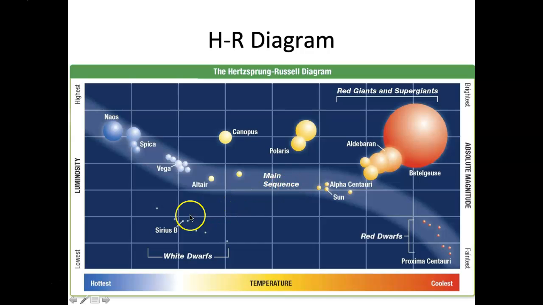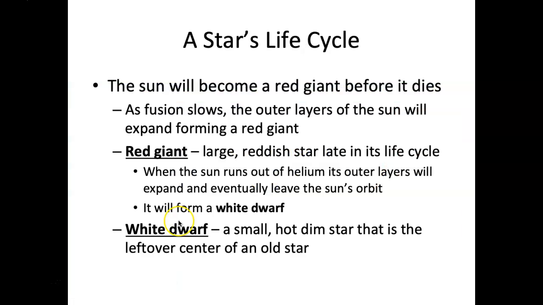I mentioned earlier that Sirius is one of the brighter stars, or the brightest star that we see from Earth. Sirius is actually going to be classified as a white dwarf, and thus is not going to be part of the main sequence pattern.